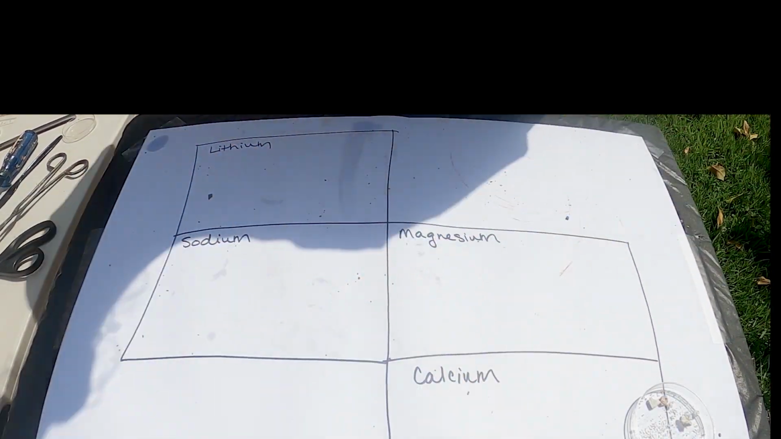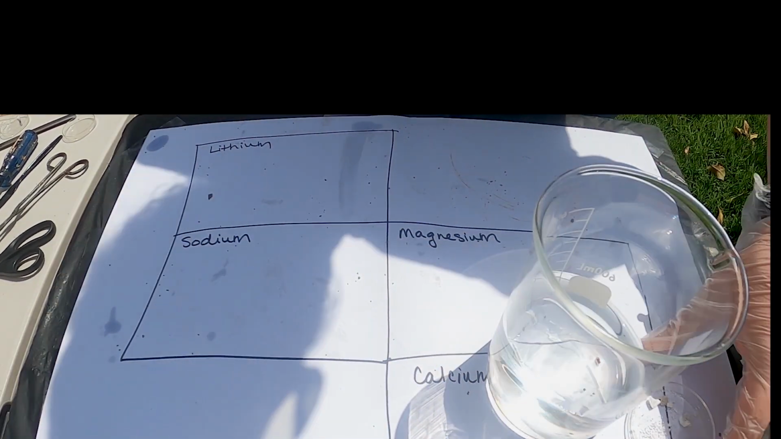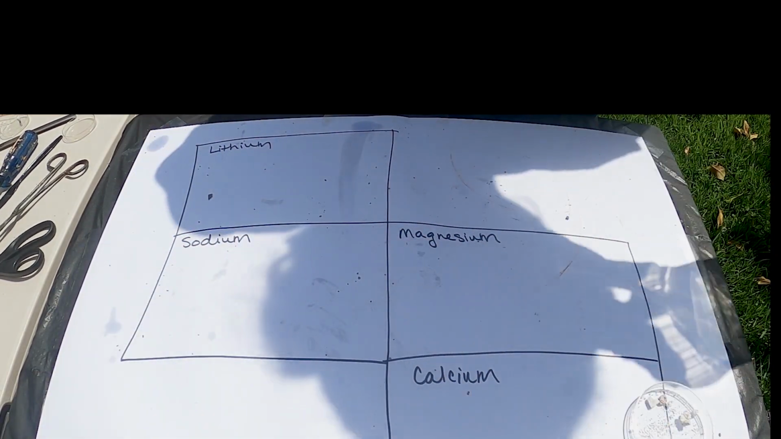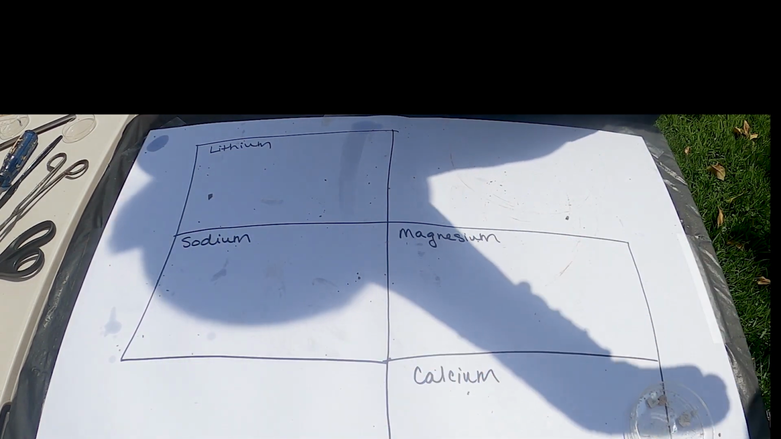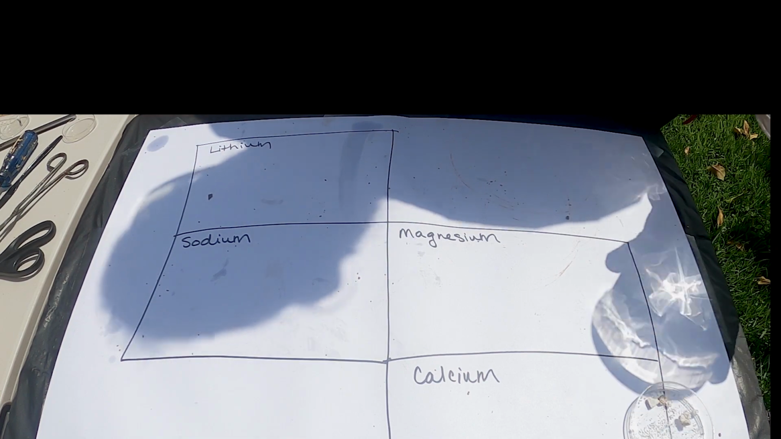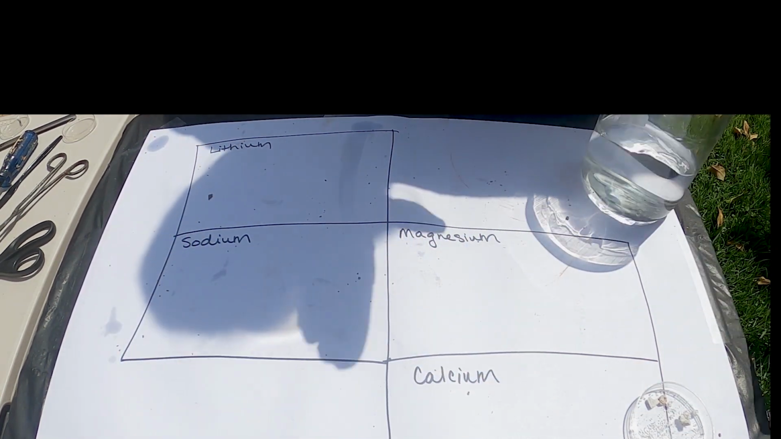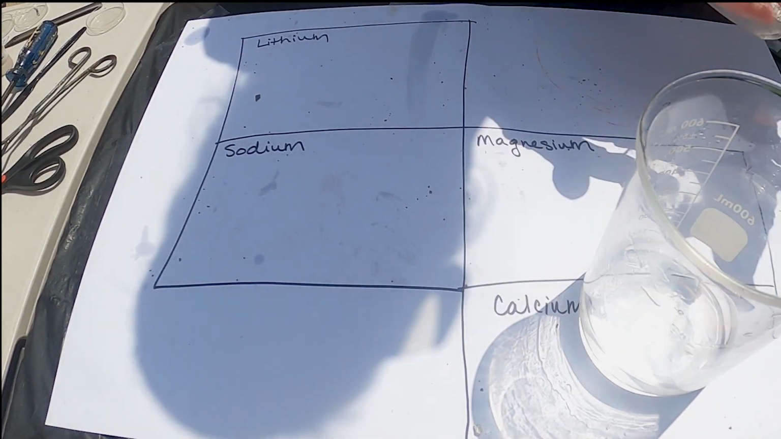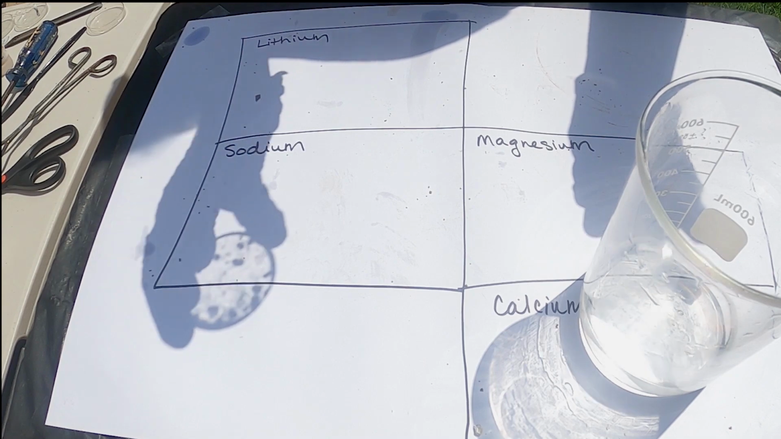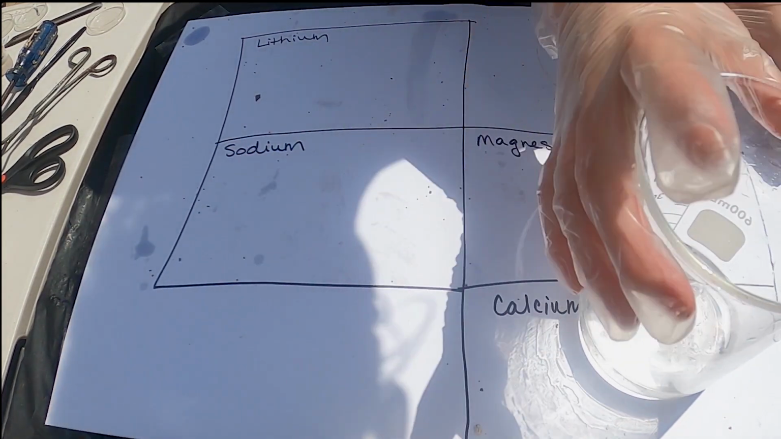And then last but not least, we have our calcium. Now the calcium, I am doing this reaction outside and I have some dirt in my water, so I will be right back with some fresh water. All right, fresh water. Now we're going to take our calcium, which was the white brittle substance, and dump it in our water.